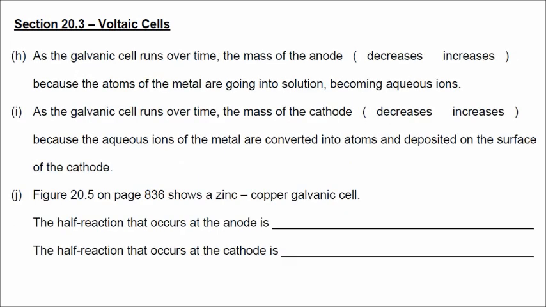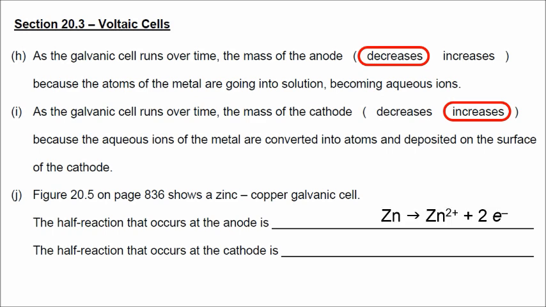Since over time the zinc is being oxidized, the atoms of the zinc metal are going into solution, becoming aqueous zinc 2+ ions. It should make sense that the mass of the zinc anode is going to decrease. On the other hand, as the cathode electrode contains copper, that mass is going to increase because aqueous copper 2+ ions are turned into copper atoms and deposited on the surface. So the anode mass decreases and the cathode mass increases.